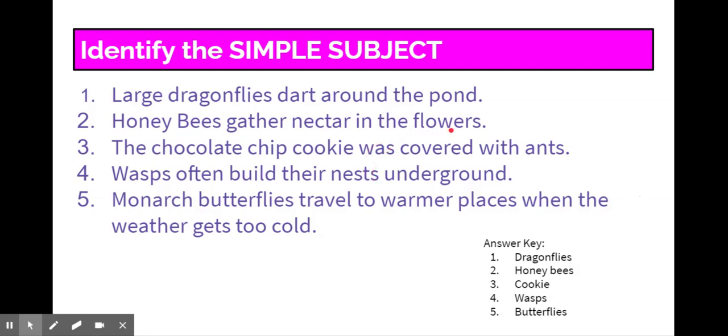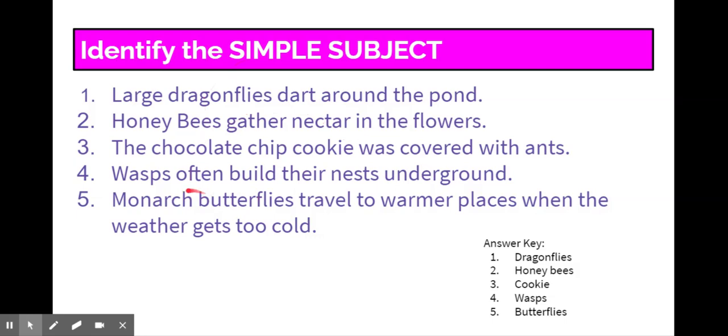Number 2, honeybees gather nectar in the flowers. It's honeybees. Simple word. Now the next one's a little tricky. The chocolate chip cookie was covered with ants. What's the simple subject? Is it chocolate chip cookie? No, it's just cookie. Just like in number 1 where it says large dragonflies, we don't want that large. We just want the simplest subject, and it's cookie.